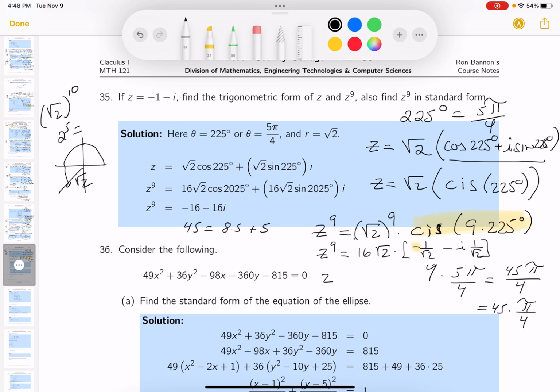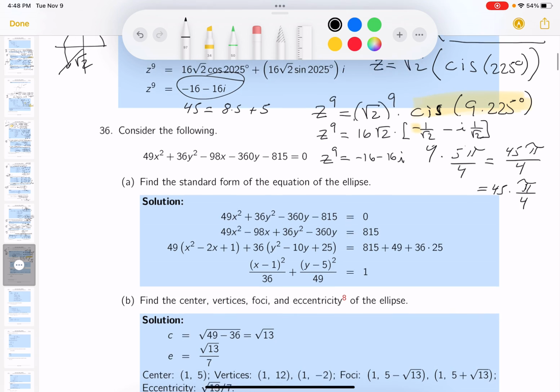And what does that give you? There's no mistake in the key. z to the 9th is going to be equal to minus 16 minus 16i. Yep, no mistake in the key. All right, that's De Moivre's theorem, by the way. Okay? What I'm going to do now is I'm going to take a break, and I'll come back and finish it up.